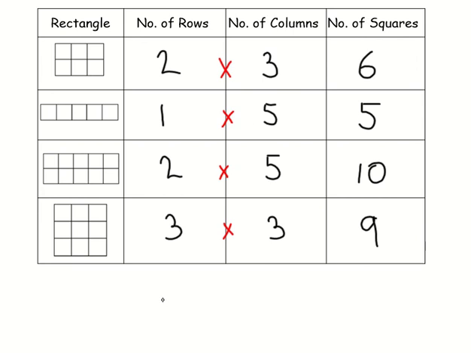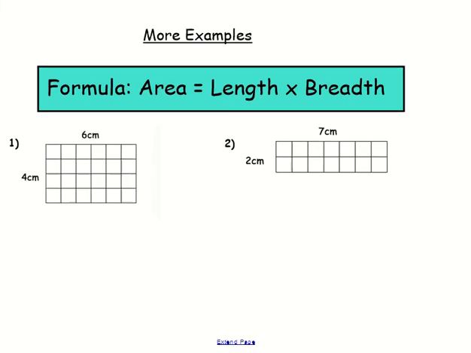And that leads us to a nice wee formula. If we're working out the area of a rectangle, then we can use the formula the area is equal to the length of the rectangle multiplied by the breadth of the rectangle. So maybe a wee bit of a recap for some of you as well, but we're going to do a wee bit of practice on that today. So formula, length times breadth.